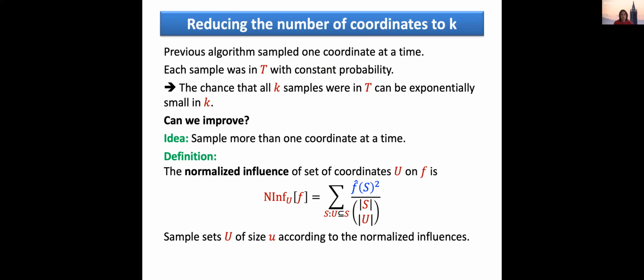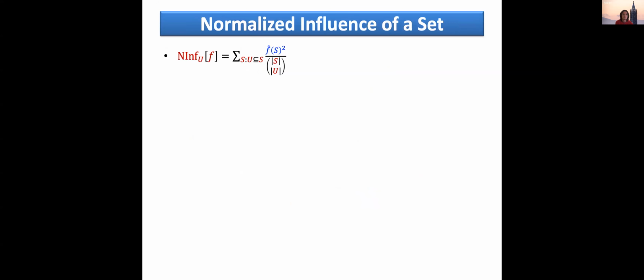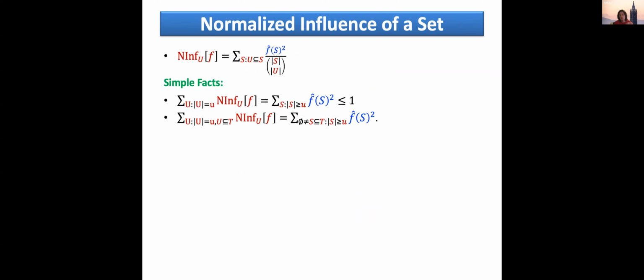Normalized influence of the set looks very similar, just the normalization factor is a bit different. And the idea will be exactly the same. So before we were sampling coordinates according to their normalized influence. Now we're going to sample sets according to their normalized influence. So a couple of facts which are very similar to what we've already seen with the normalized influence of coordinates. If you sum over all the normalized influences of sets of a certain size, this is at most 1. It's indeed equal to the sum of the Fourier coefficients squared above a certain level, u.